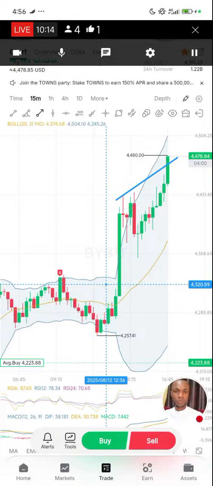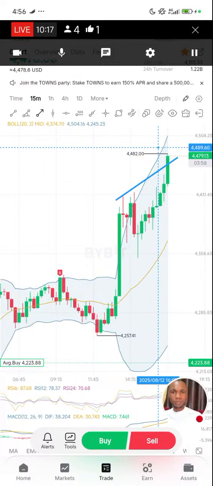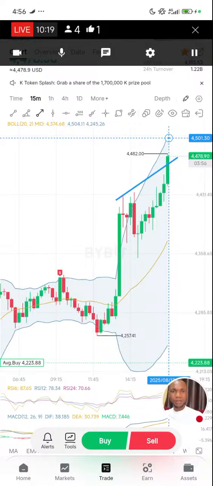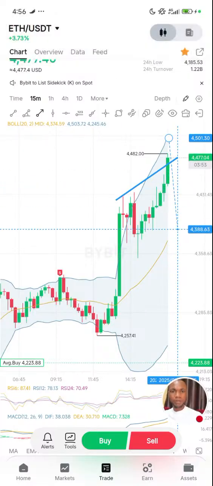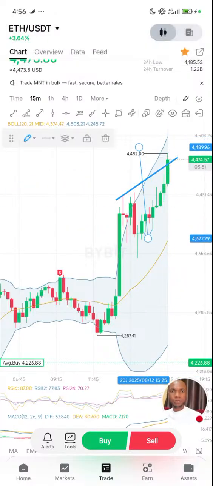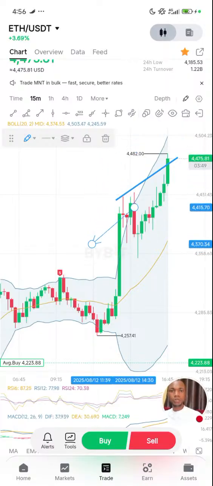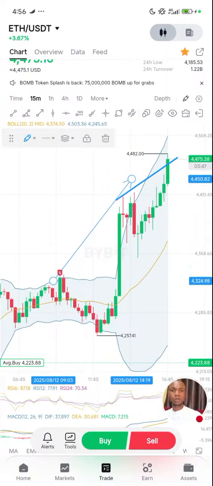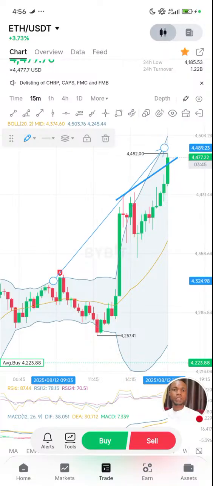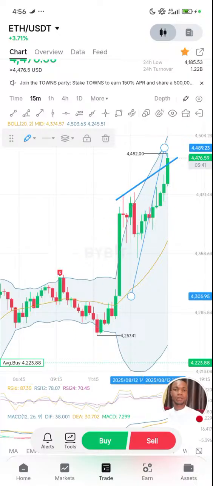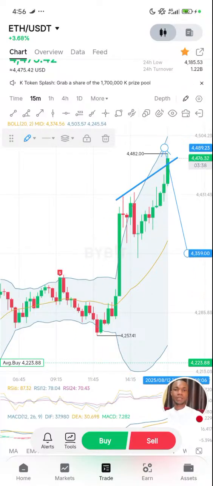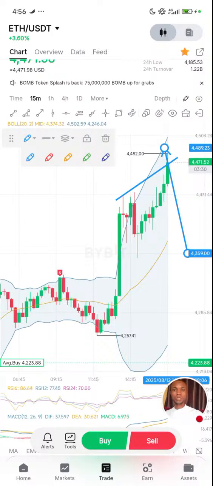So now let me show you something. This line here, sorry, let me draw this line very well. Okay, you can see this line. Let me change the color to red.